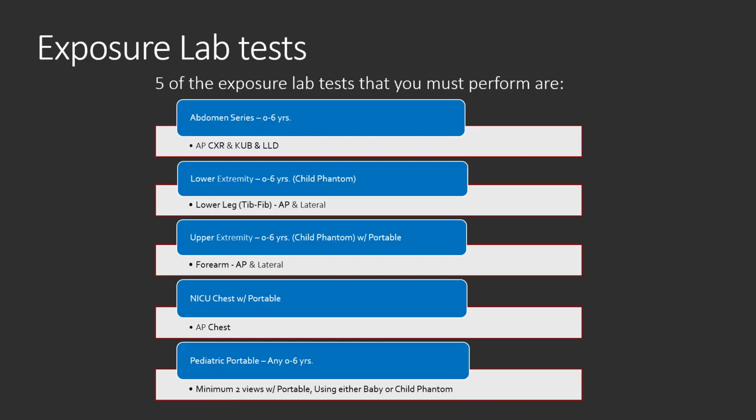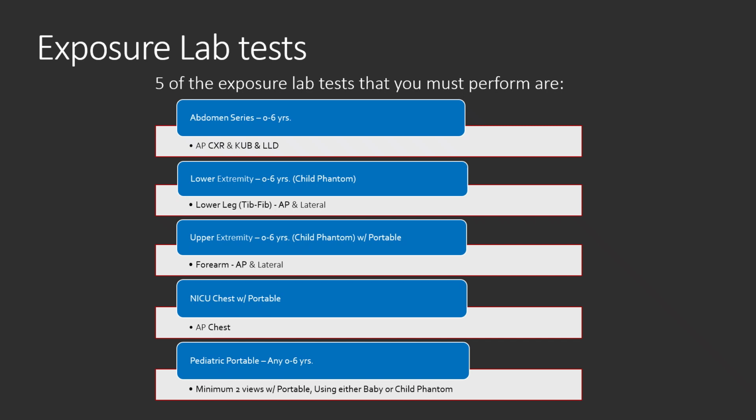Exposure lab test. You will have 5 exposure lab tests that you must perform, and they are an abdomen series on a 0 to 6, which is the infant phantom we have. It will be an AP chest, a KUB, and a left lateral decub using the Tam-em board. We have a lower extremity, a 0 to 6-year-old. That will be on the child phantom. This is going to be a lower leg, AP and lateral views.